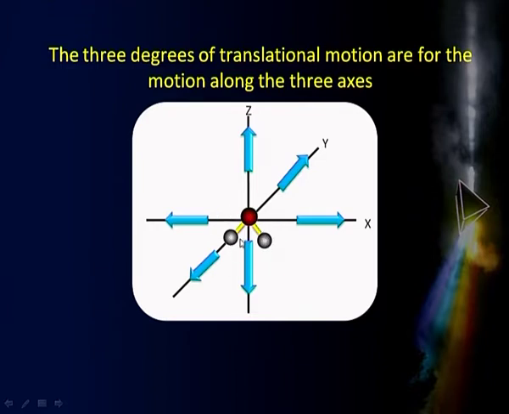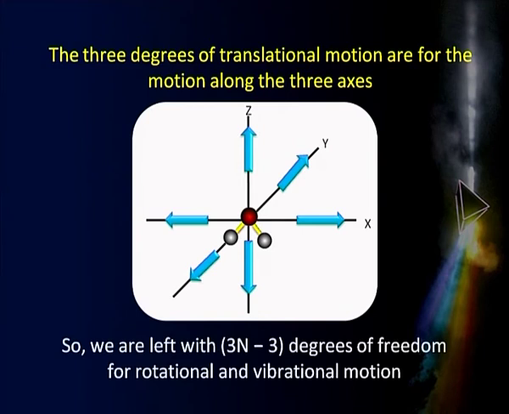Now, this molecule can move along the x axis, along the y axis, or along the z axis. So, I need 3 degrees of freedom to describe the translatory motion. I am left with 3n minus 3 degrees, which can be used to describe the rotational and vibrational motion of the molecule. So, total are 3n, 3 go for translatory motion. Out of 3n minus 3, let us see what happens there.